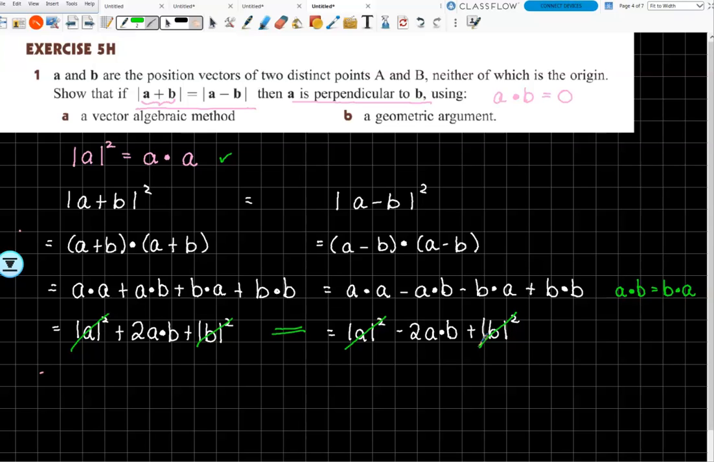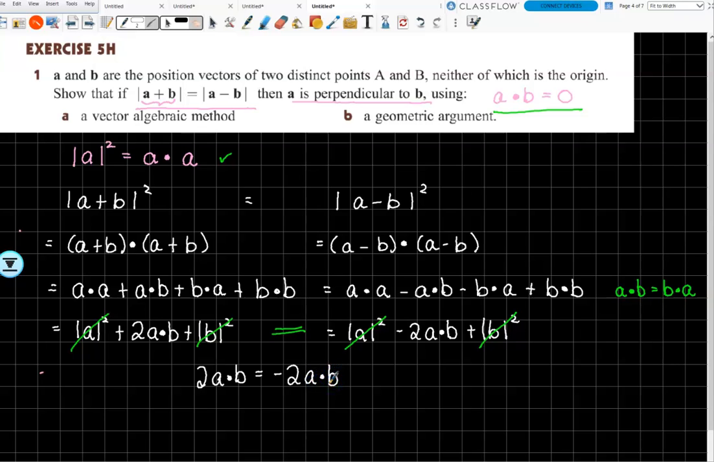What would be my next step? What are we trying to prove? Bring the minus 2 to the other side and equal to 0. So what I have here, and it looks a little bit messy because of the way I did it, but on the left-hand side we've got 2A dotted with B equals minus 2A dotted with B.